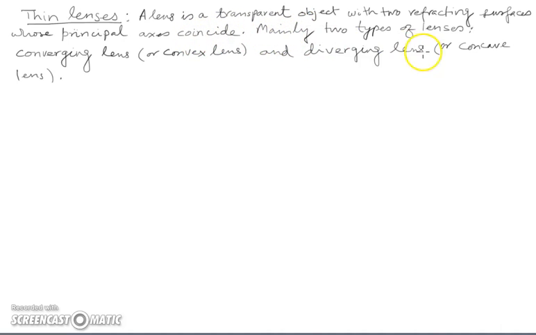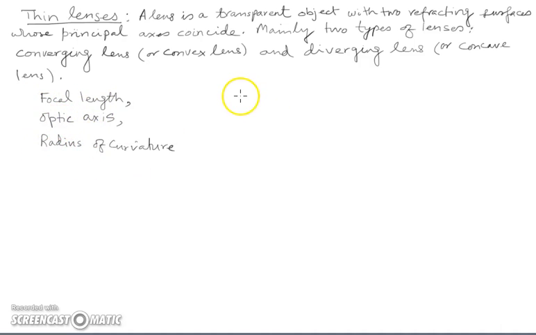There are mainly two types of lenses. One is called a converging lens or convex lens, and another one is called a diverging lens or a concave lens. So we'll talk here about a few terminologies: focal length, optic axis, radius of curvature or radii of curvature. Let me talk about the convex lens first.